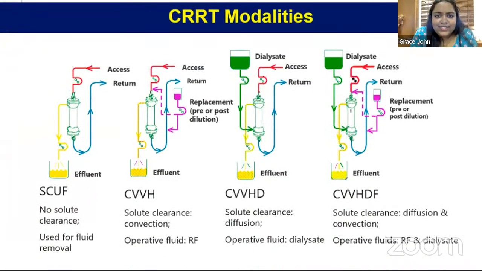Now, coming back to the CRRT modalities, how do you increase the pressure? You add some fluid along with that. I will not go into the details to confuse you further, but you can see SCUF versus hemofiltration versus hemodialysis versus hemodiafiltration. In SCUF, there is no solute clearance. It's only used to remove the excess fluid. In CVVH, there is some level of solute clearance with convection. In CVVHD, diffusion is also there, so solute clearance is there. But when it comes to CVVHDF, which is hemodiafiltration, it is convection plus diffusion. So you have the solute, and you have the fluid also that is coming out of your dialysis machine.